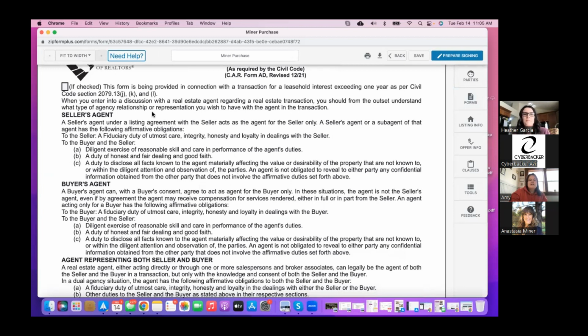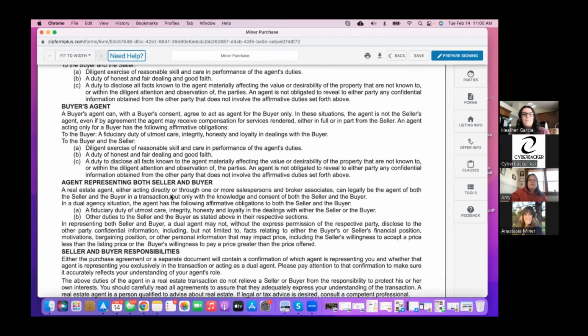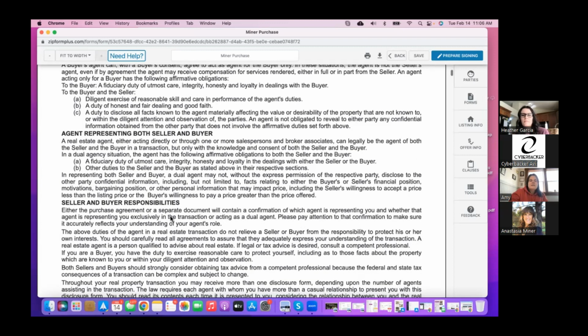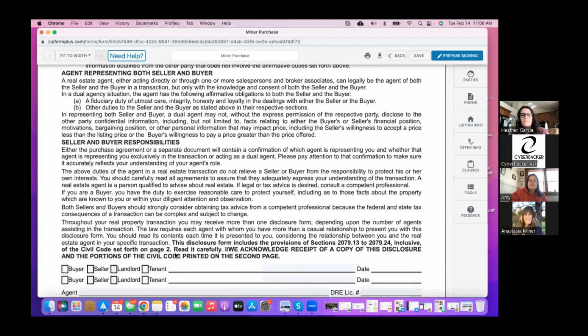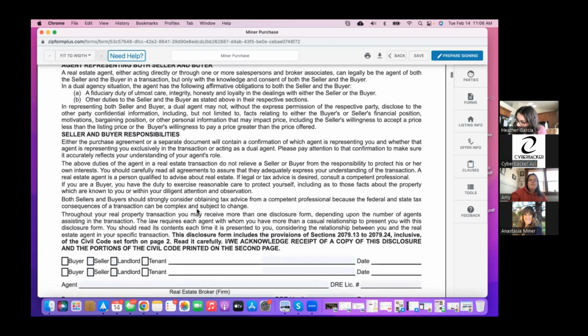Somebody can be represented with a seller's agent. Somebody can be represented with a buyer's agent, or you might be representing both the buyer and the seller in a transaction. And then it talks about the buyer and seller responsibilities with regards to those transactions. So this is our agency disclosure document. It goes out with all of our purchase agreements, our representation agreements, our listing agreements. It goes out and gets signed so that people understand the ways that they can be represented.